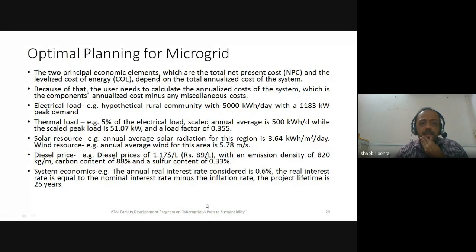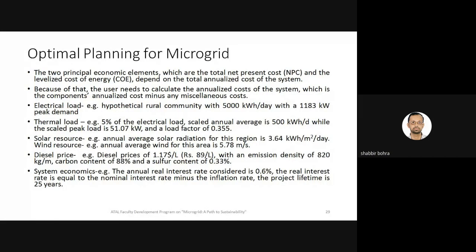We discussed optimal planning, and that depends upon a number of aspects. Primarily, we consider the total net present cost, that is the NPC, and the levelized cost of energy, which depends upon the annualized cost of the system. And because of that, we need to calculate the annualized cost of the system, which is the components' annualized cost minus the miscellaneous cost.